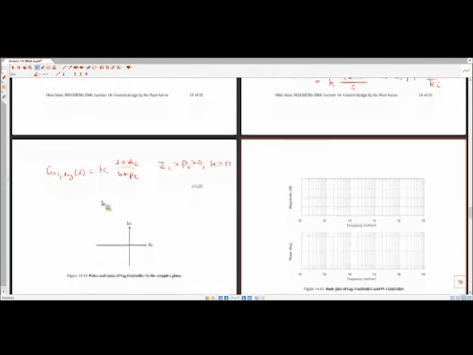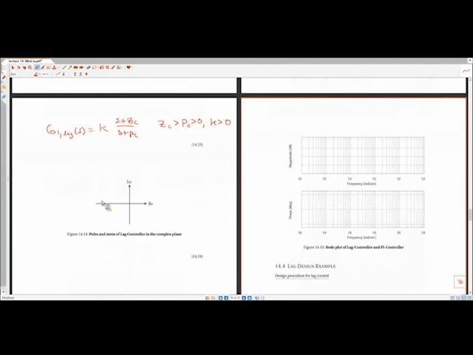All right, so the pole, just for your notes, is at negative PC, and the 0 at negative ZC, so that has this shape in the complex plane.